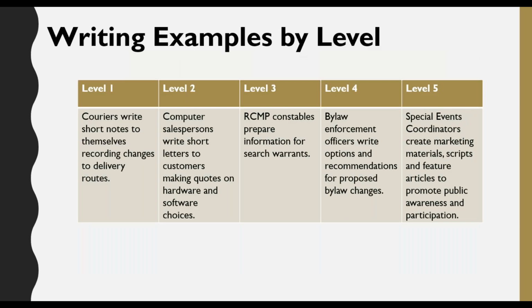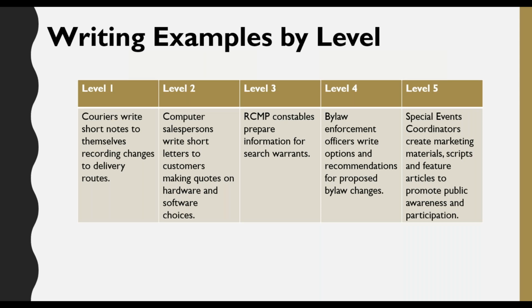So writing examples by level, those real life examples, a courier might write a short note at level 1 to themselves. At level 2, a computer salesperson might write a short letter to customers with a quote about hardware or software. At level 3, a police officer might prepare information for a search warrant. At level 4, a bylaw enforcement officer might write options and recommendations for a proposed bylaw change. And at level 5, a special events coordinator might create marketing materials, so they're generating something new, scripts and feature articles to promote public awareness and participation.